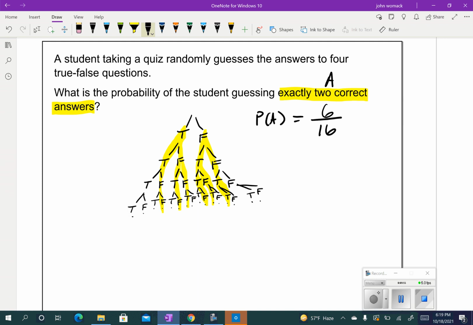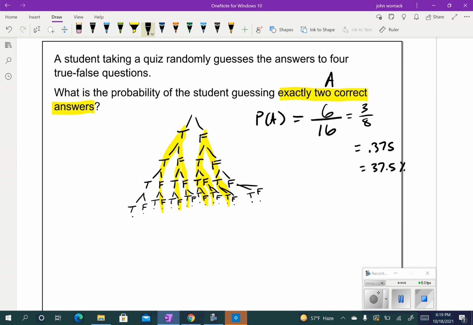Okay, so we could reduce that, right? 6 over 16, divisible by 2 would be 3/8. That's one way to write the answer, and that's fine. If you want to go 3 divided by 8, it comes out to be 0.375. So you could write that same answer as 0.375. Or if you want to, you could even write it as a percent, 37.5%.